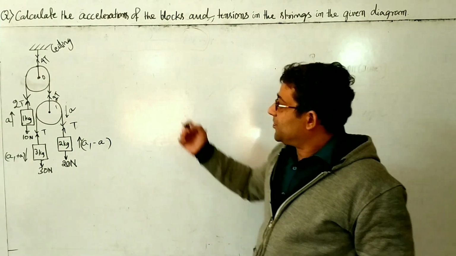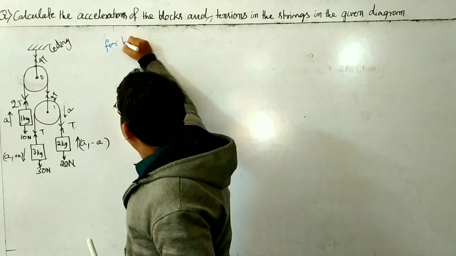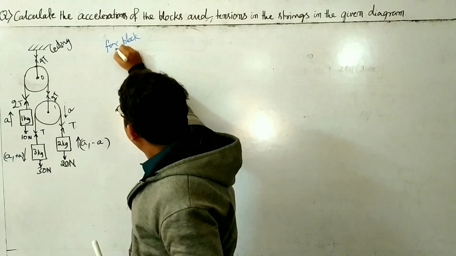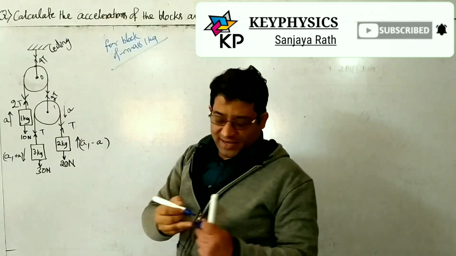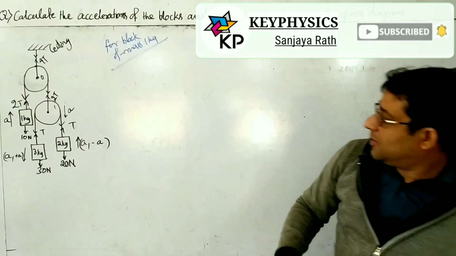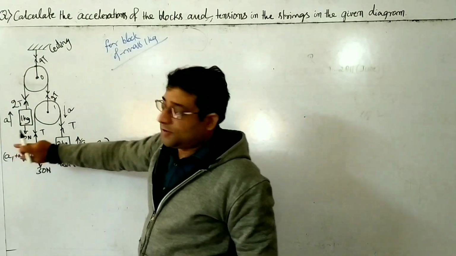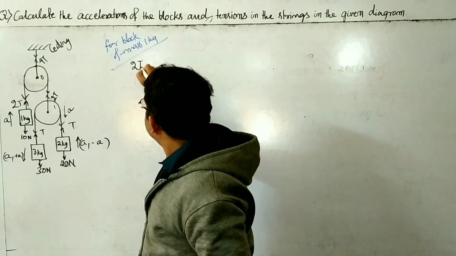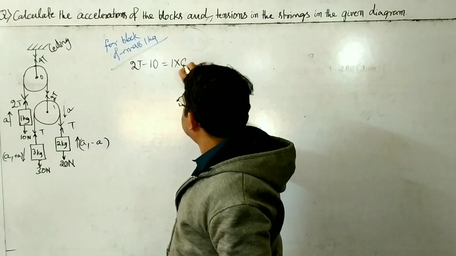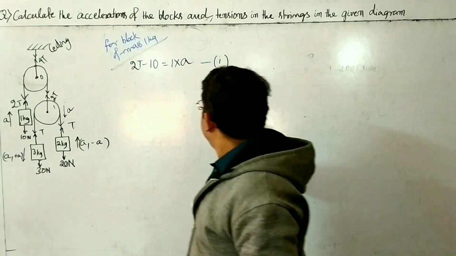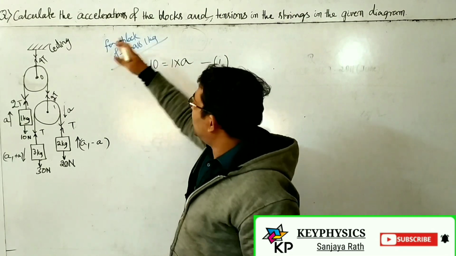So let us write the equation. I am writing for the block of mass 1 kg. Now see, this is moving up, that's why tension must be greater than the force. So 2T minus 10 is equal to mass of the block multiplied by the acceleration. Let's make some drama, call it equation 1. And now for the next block, I am not changing the color of the pen.